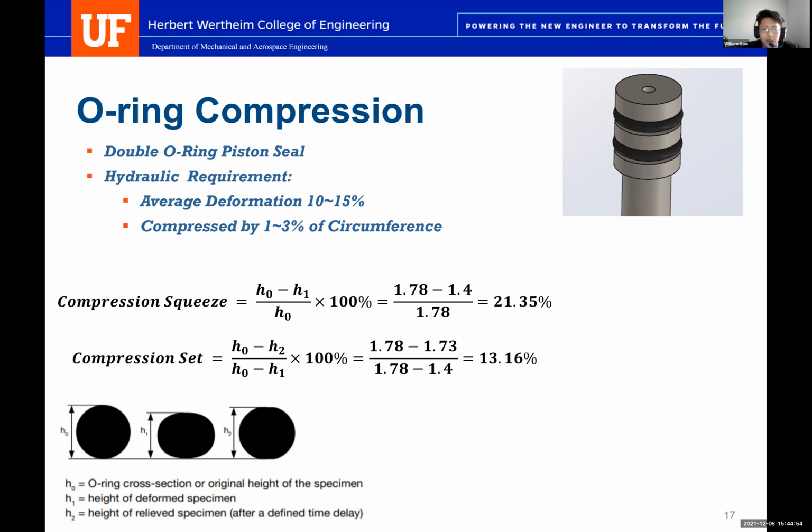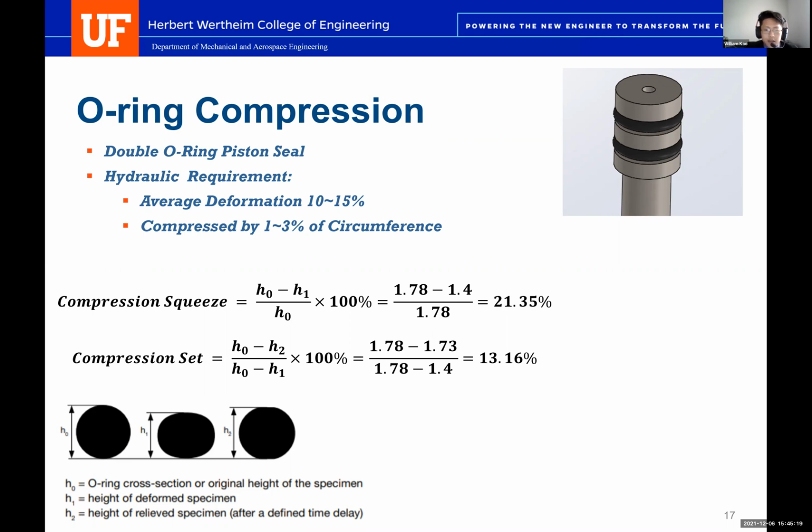It's going to be a hydraulic situation where the recommended requirements is an average deformation of 10 to 15% and a compression by 1 to 3% of its circumference for a good seal. So for the compression squeeze, as you can see here, it is 21.35%, which is perfect as you want a 20 to 30% compression squeeze for a good seal.